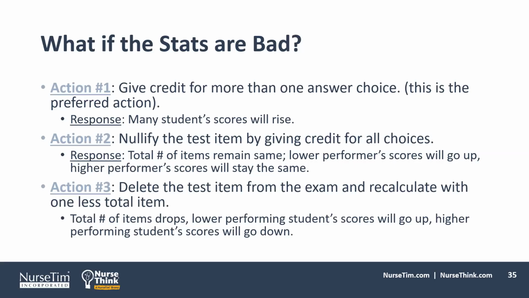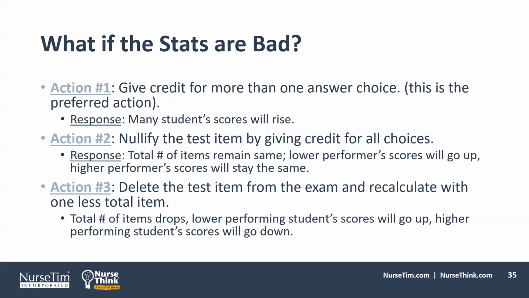So what would happen if I gave credit for A as the correct answer, and B, because I can see how some students chose that? Okay, probably missed some content validity and that one slid through. Therefore, everybody's going to get credit for A or B, but they will not get credit for C and D. In that case, many student scores are going to rise. Not everybody, but many of them will.